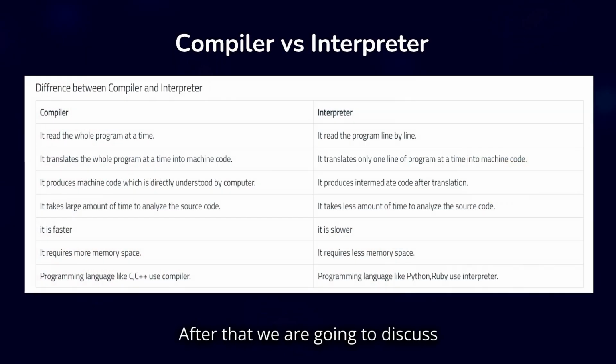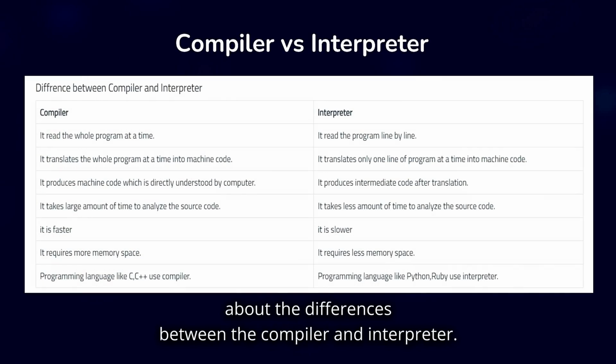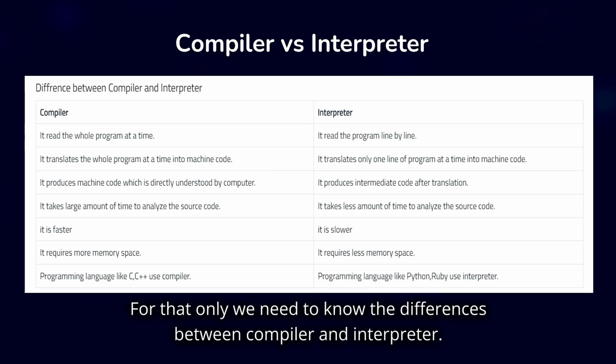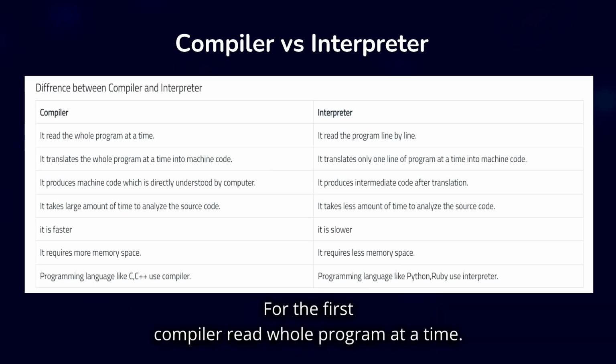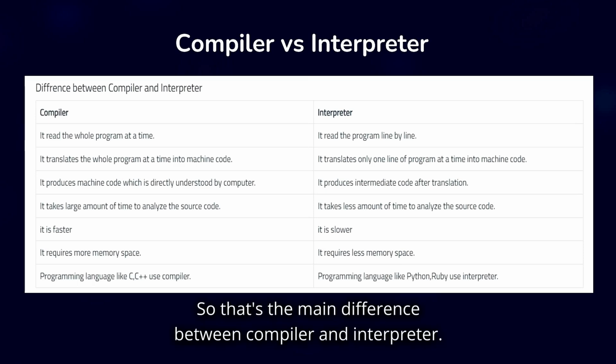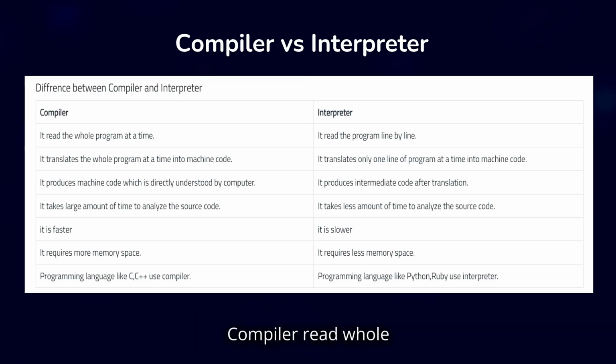After that, we are going to discuss the differences between the compiler and interpreter, because Python is an interpreted language. For that we need to know the differences between compiler and interpreter. For the first, the compiler reads the whole program at a time. The interpreter reads the program line by line. So that's the main difference between compiler and interpreter. Compiler reads the whole program at a time. Interpreter reads line by line.